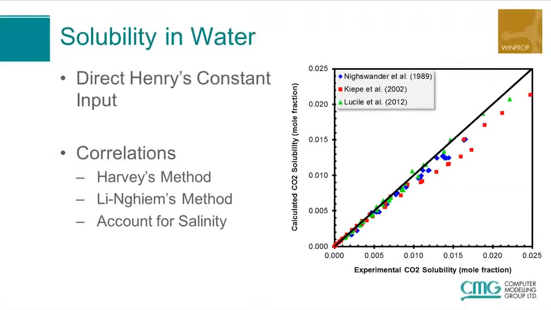Or you have the option to use correlations such as Harvey or Lin methods to model the solubility of carbon dioxide in the water phase. Also, you can account for the effect of salinity on the solubility of the gases in the aqueous phase. On the right-hand side, you will see how Harvey's method is well predicting the solubility of carbon dioxide in the aqueous phase.